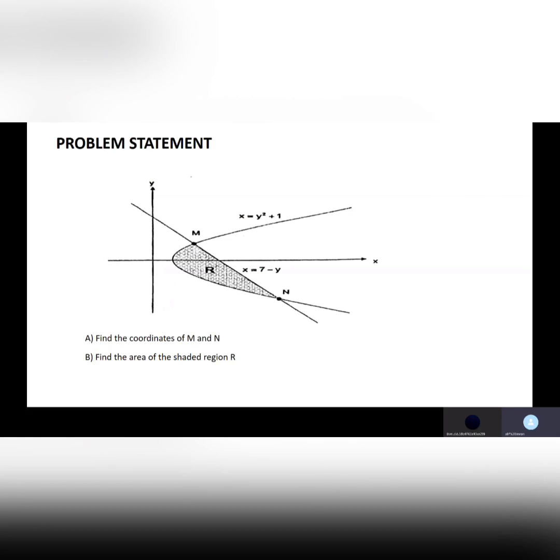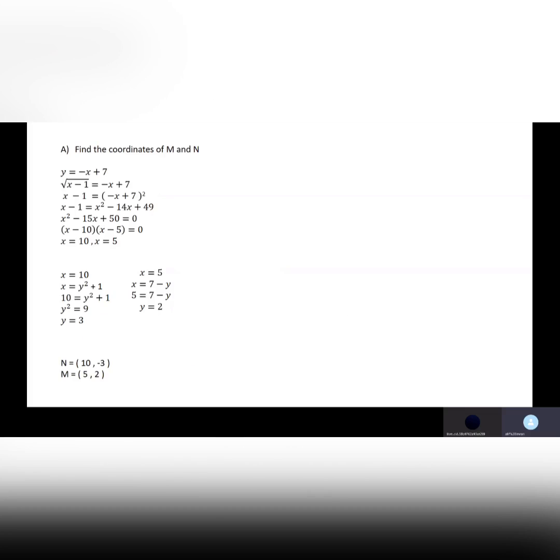For question B, find the area of the shaded region. When we want to find the area of the shaded region, we must have the limits. So we use the old method, y equal to y, and we get the limits of the shaded area. That is 2 and -3. That is the limit.